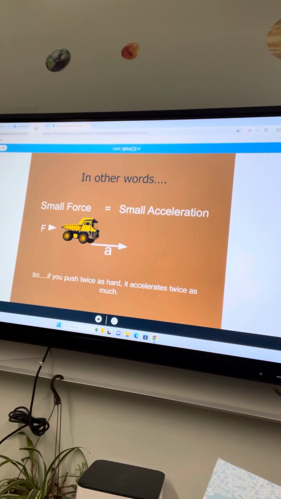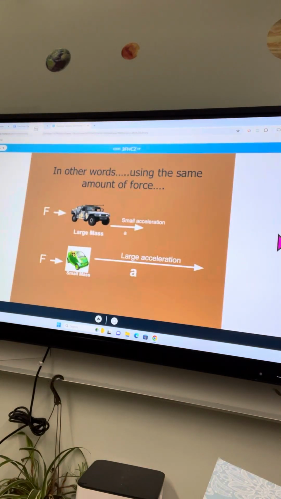So if you push twice as hard, it accelerates twice as much, okay? So using the same amount of force, if we have a large object and a small object, using the same force to push the object, you've got to think which one's going to go faster and farther, okay? Is it the large mass or the small mass?